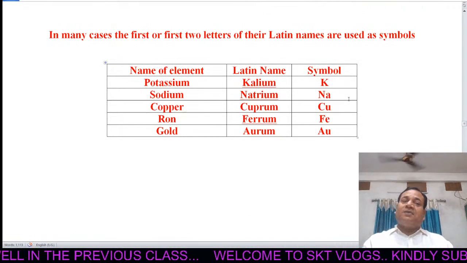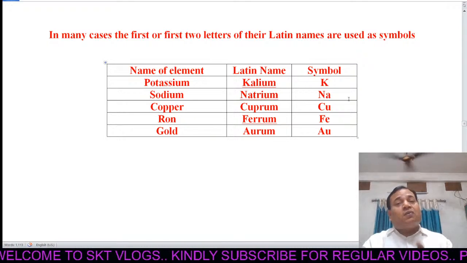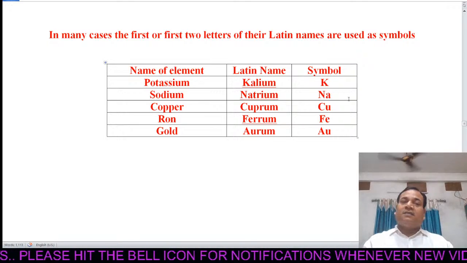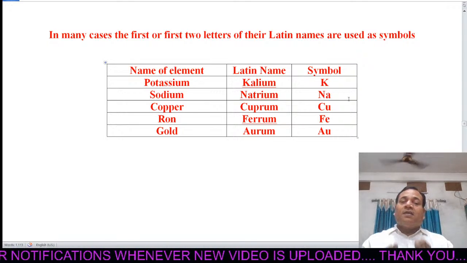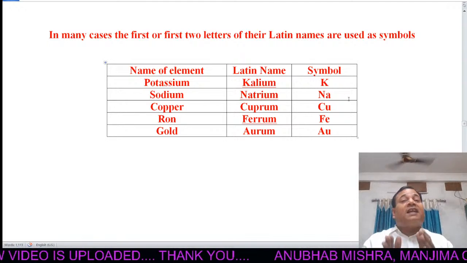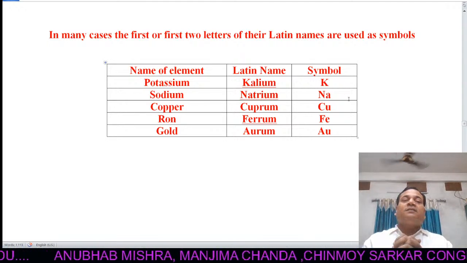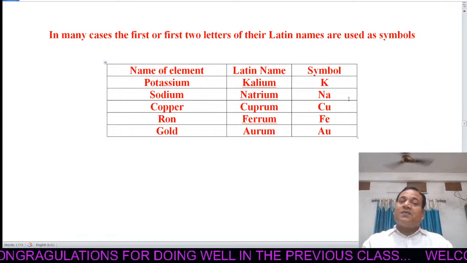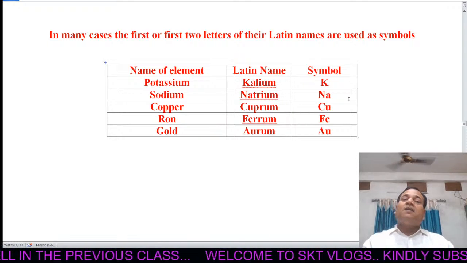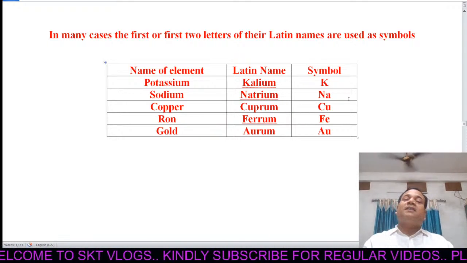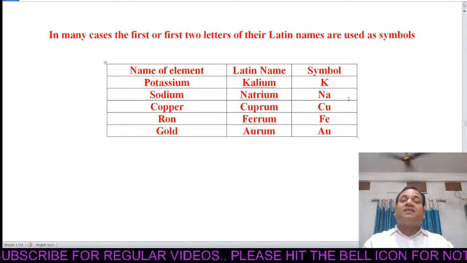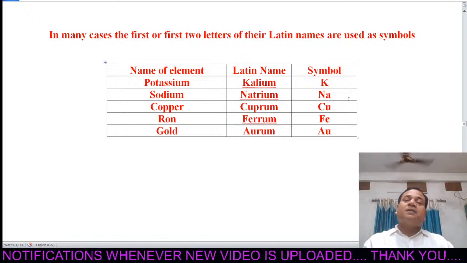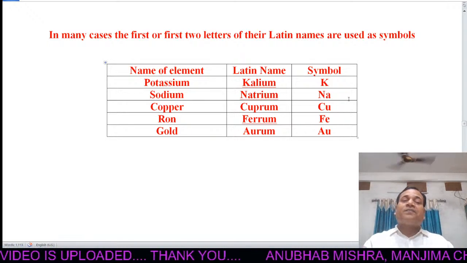Now see next. In many cases, you will see the first two letters of their Latin names are used as the symbol. Clear? Means symbols are made from their Latin names. See potassium. The Latin name of potassium is kalium. So K is the symbol. Sodium is taken from natrium, so its short form, that is the symbol, is Na. Copper, cuprum, that is Cu.